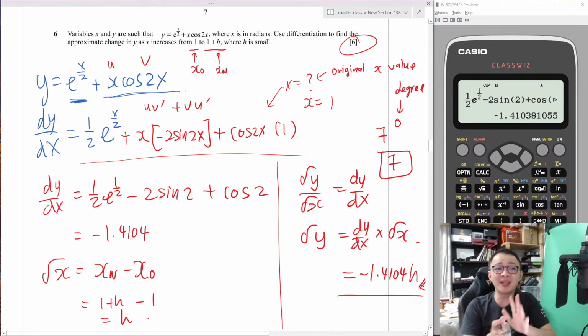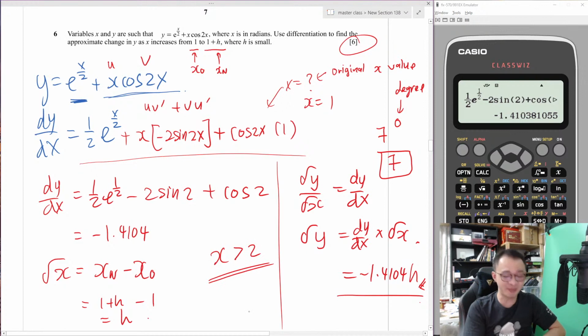But normally in IGCSE, they will specify if it's degree or radian. They will straight away tell you it's in radian or degree, or they will give you a range. If they give you a range, something like x is bigger than 2, then this one is radian. If degree, they want to say x is bigger than 2 degree, then this is degree. If you don't see a small circle there, then it is radian.